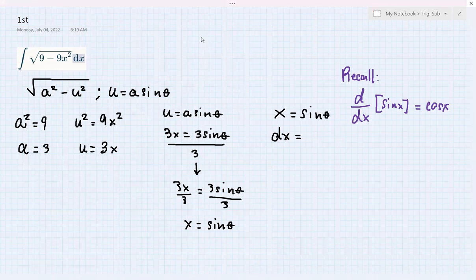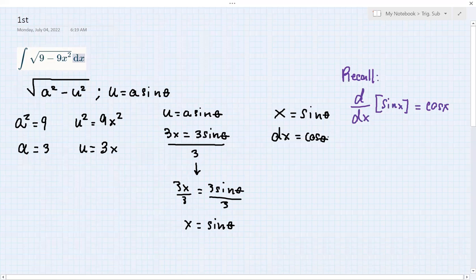Alright? Therefore, this would be what? What's the derivative of sine theta? This is cosine theta. And don't forget your d theta. Do you know why we have d theta at the end?